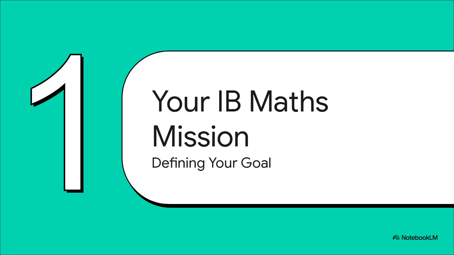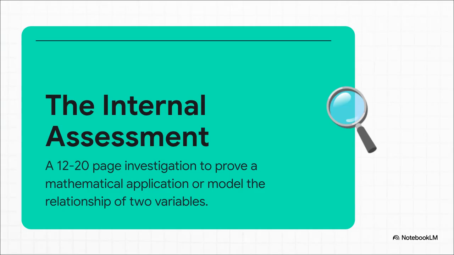Okay, section 1, your IB Maths mission. Because look, before you even think about writing a single equation, you have to know what the whole point of this thing actually is. What's the goal? So what is the IA, really? At its core, it's your personal investigation, somewhere between 12 and 20 pages long. And you've got two main paths to choose from. You can either prove how a piece of math works in the real world, or you can take two variables you're curious about and model how they relate to each other. The best part? It's your chance to explore something that actually interests you.